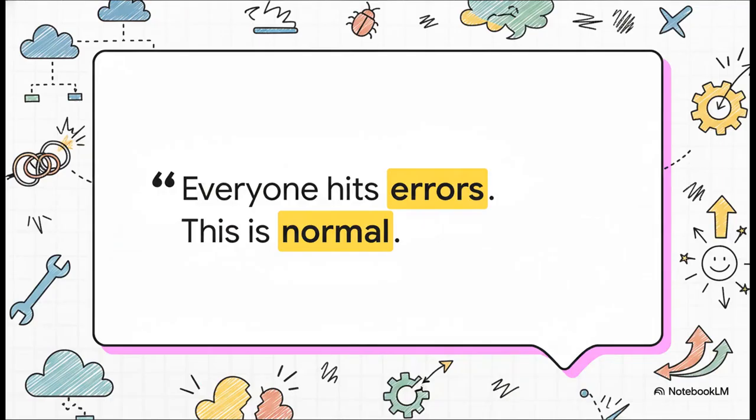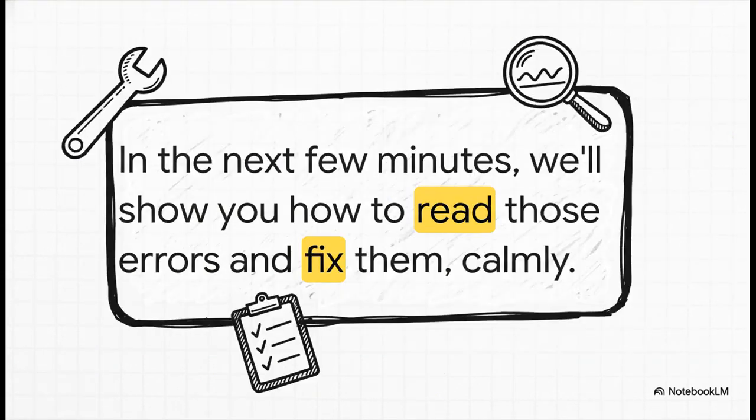Look, let's get one thing straight right off the bat. Errors are not a sign that you've failed, not at all. They're a sign that you're actually making progress. Every single developer, from the absolute beginner to the most seasoned expert, spends their time debugging. The goal isn't to never see an error. The goal is to get really good at understanding what they're telling you. And that's what we're going to do right now.